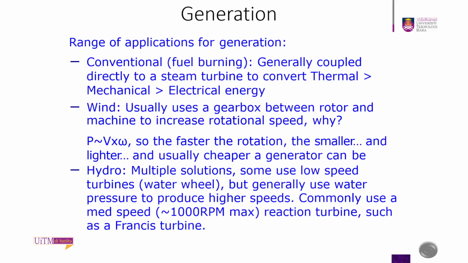And in terms of hydro application, it has multiple solutions. Some use low speed turbines, for example, a water wheel. So it rotates very slowly. You talk about the underwater current. So they rotate at this very slow speed. But generally they use water pressure to produce high speed. So if you use water pressure, you can increase the speed. And commonly use a medium speed, 1000 rpm reaction turbine, such as a Francis turbine. So you have to Google what a Francis turbine is.